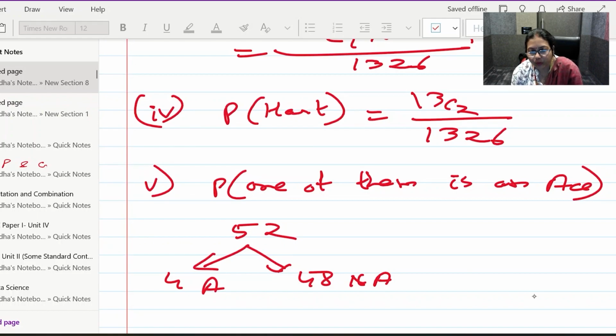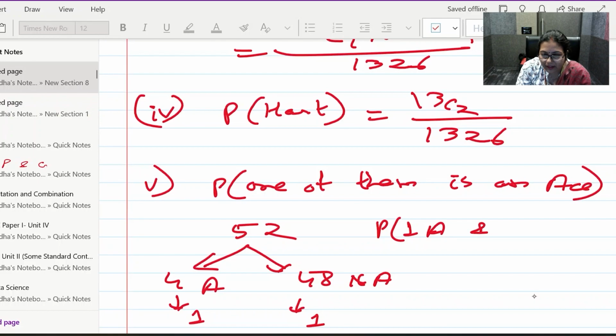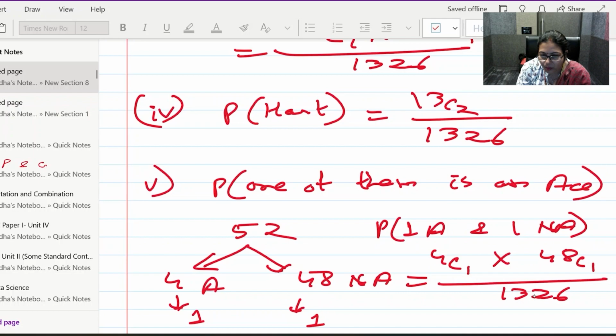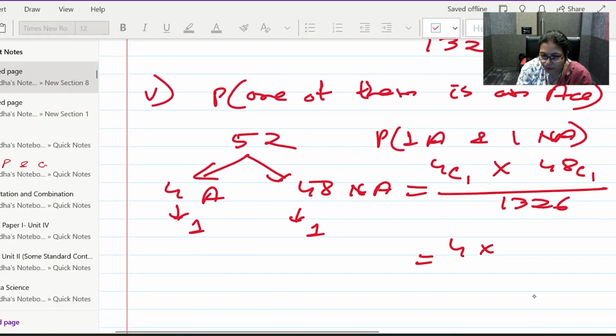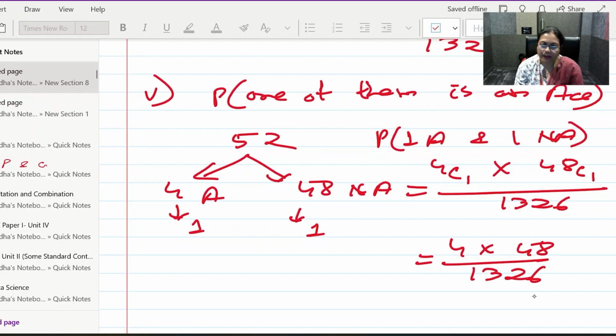We are selecting 2 cards. So if one is an ace card, what will be the other one? The other one will be not an ace card. So from this we are going to select 1. From this we are going to select 1. So basically we can write 1 ace and 1 not ace. Okay. So 4C1 multiplied by 48C1 divided by 1326 will be my answer. So 4C1, which is equal to 4, 48C1 is 48, divided by 1326 is the answer of the question. Probability one of them is an ace card.